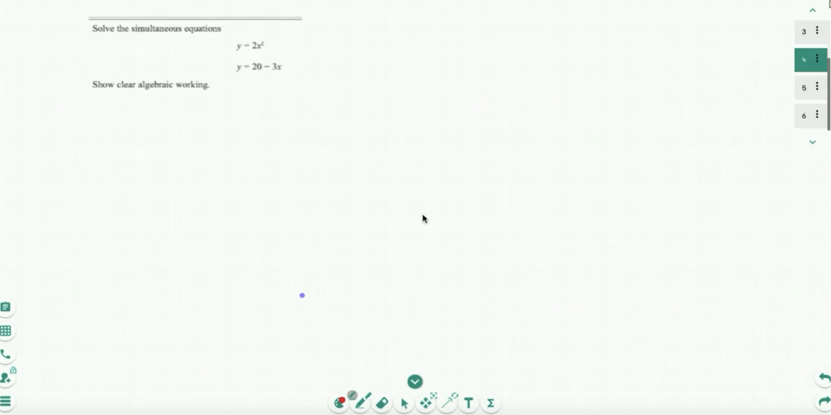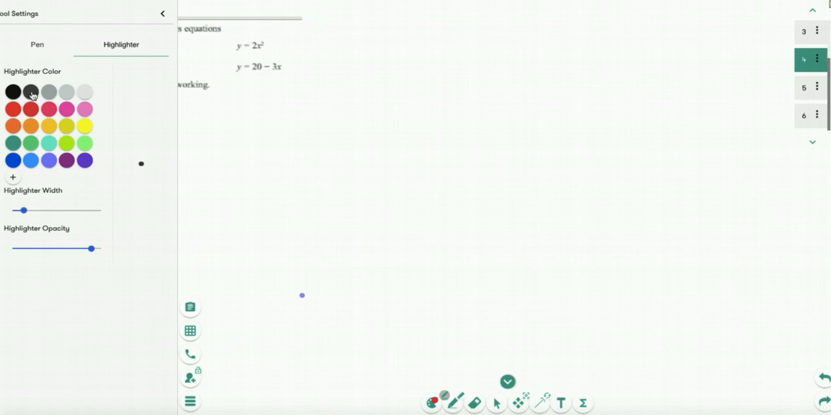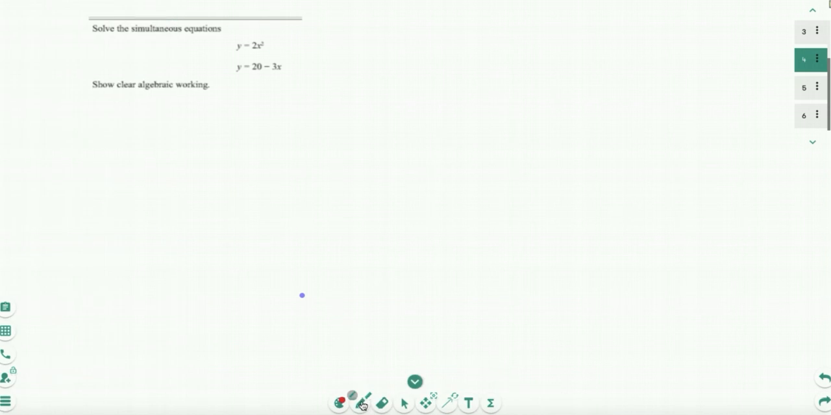Next question. Solve the simultaneous equations y equals 2x squared, y equals 20 minus 3x. Show clear algebraic working. Well, I noticed something here, guys. y is equal to 2x squared. Let's write that down.